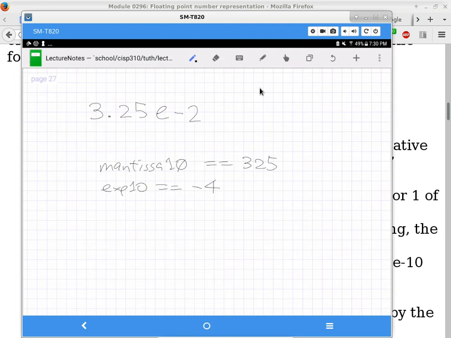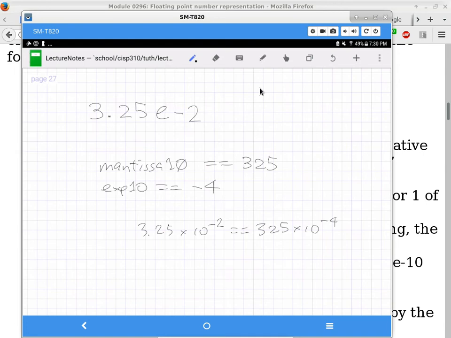No. Why? Because 3.25 times 10 to the power of -2 is the same, or should be the same, as 325 times 10 to the power of -4. Because we're still representing the same value. We're just playing with the exponent and the Mantissa so that we only need to represent integers. Is that okay? All right.